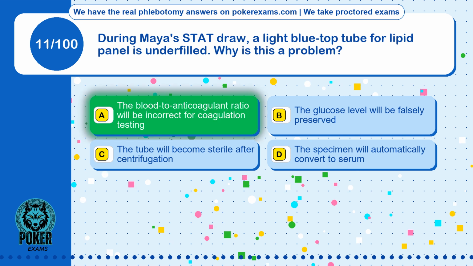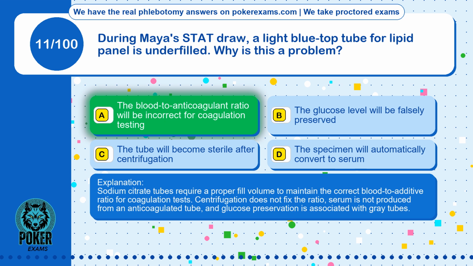The correct answer is option A. The blood to anticoagulant ratio will be incorrect for coagulation testing. Sodium citrate tubes require a proper fill volume to maintain the correct blood-to-additive ratio for coagulation tests. Centrifugation does not fix the ratio, serum is not produced from an anticoagulated tube, and glucose preservation is associated with gray tubes.